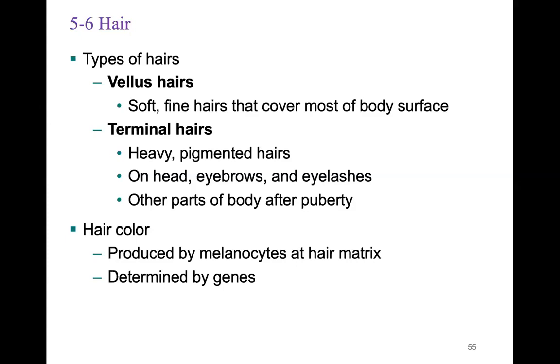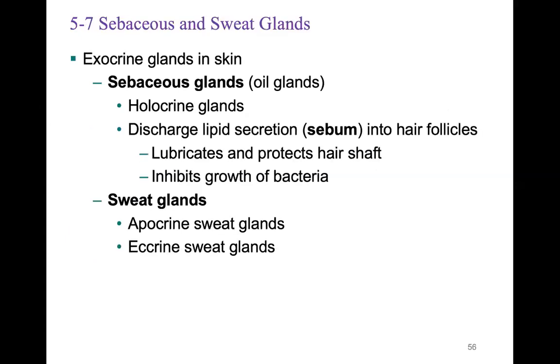Hair color is produced by melanocytes at the hair matrix, and it's determined by your genetics. Gland secretions that we find in hairs: sebaceous glands, these are oil glands. This is going to discharge a lipid secretion called sebum into the hair follicles. This will lubricate and protect the hair shaft. It will also inhibit the growth of bacteria.